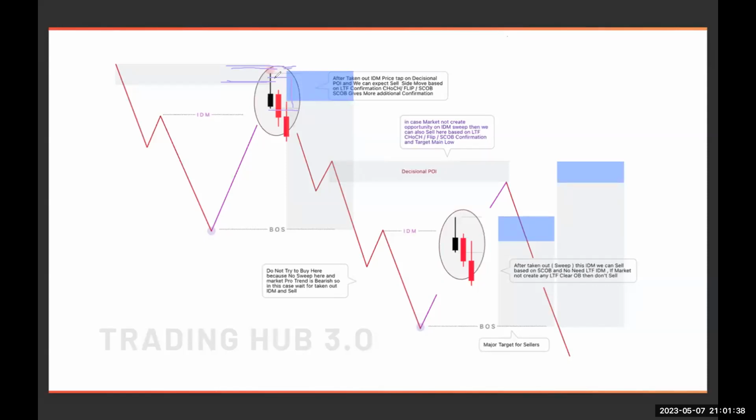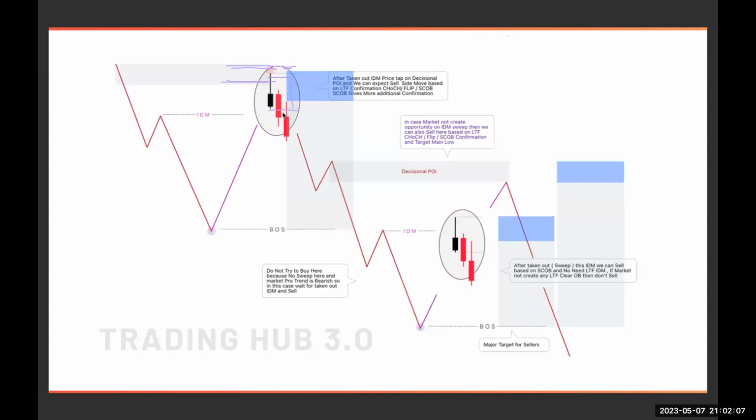Remember one thing actually, when price taps on higher time frame order block after taking out the inducement, in that case, you can use every type of entry possible like CHoCH, flip, and single candle order block. But when price sweeps the high or low, main high or low, inducement, right? In that case, you can buy or sell only based on single candle order block, not CHoCH flip, right?